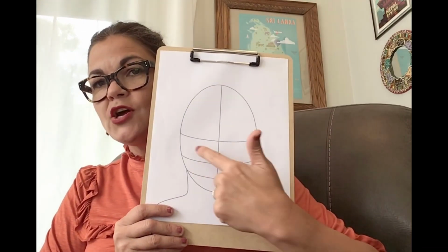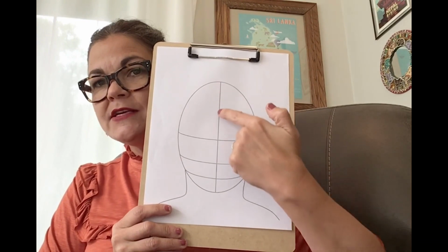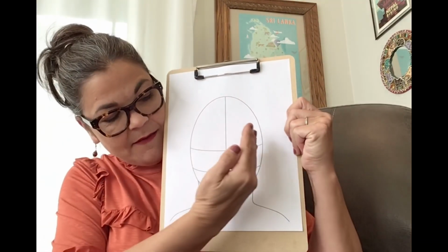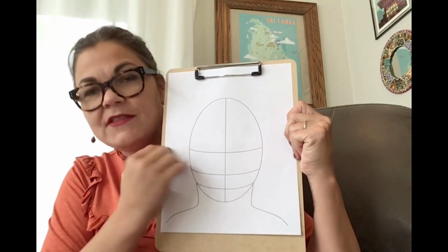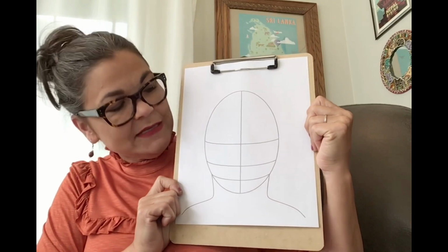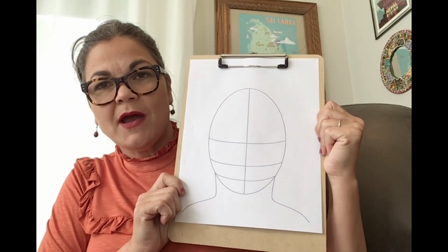You'll see these lines on our paper. This line down the center is called our line of symmetry. That is the line that divides the two halves. And on both sides of the line of symmetry, we want things to try to look symmetrical, which means they look the same on the left and the right.